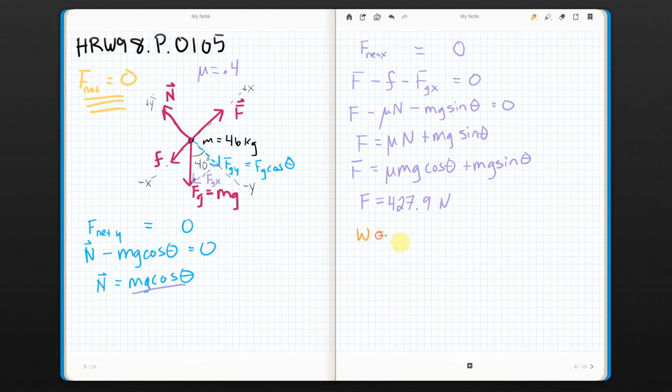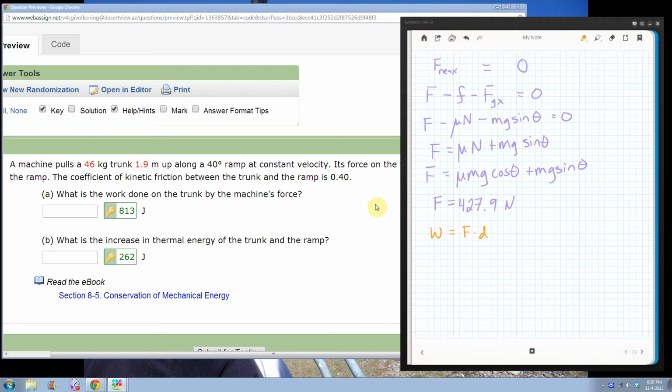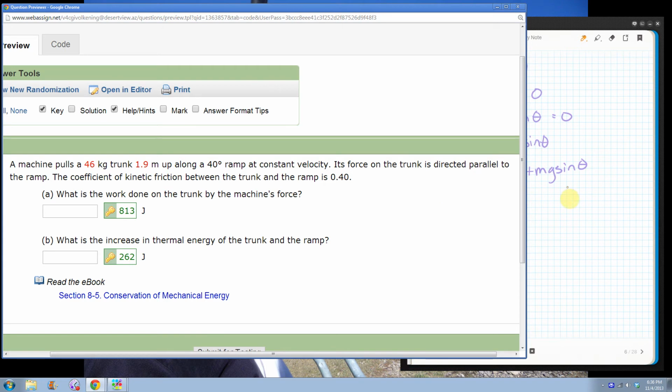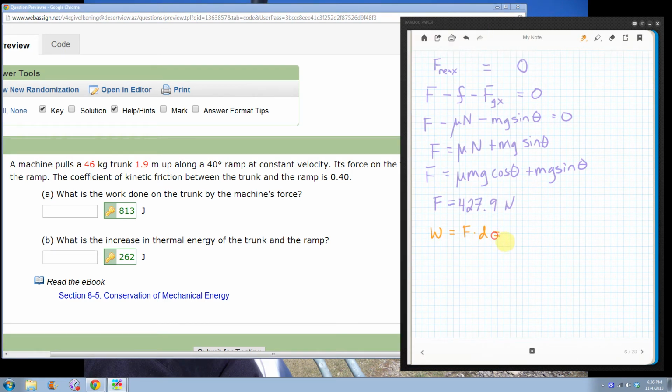Okay, then the work done is going to be force times the distance it was dragged. And I don't have any angle here because the force is parallel to the ramp, and the problem says the machine pulls, the force on the trunk is directed parallel to the ramp. So they are in the same direction. I just get to plug them in. My d is 1.9, so 427.9 times 1.9 gives me 813.01, say 813 joules. Take a look. Yes, that is the answer.